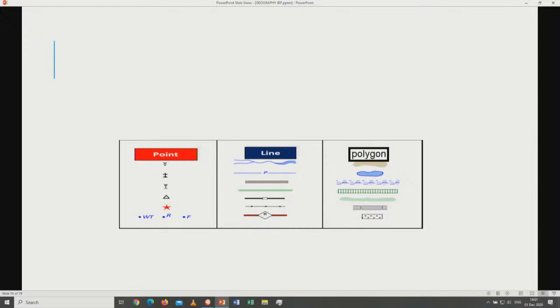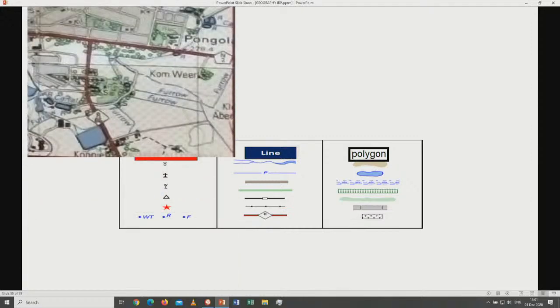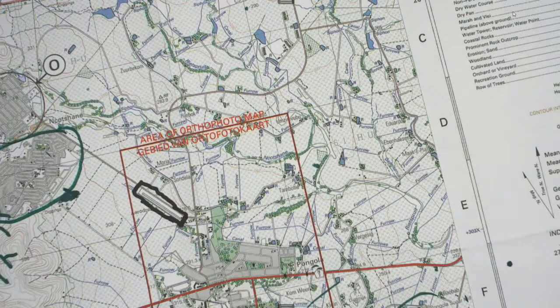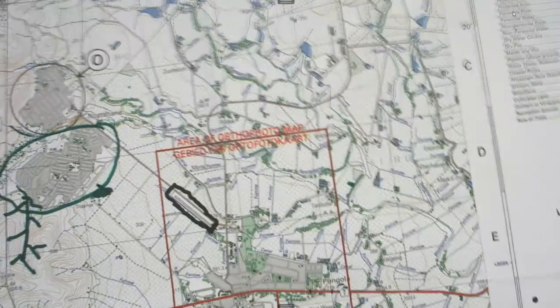Those are points. Your lines would be your roads, your railway, your power lines, your rivers. And then your polygons would be your dams, your cultivated lands, your built-up areas, your cemeteries, your aerodromes. Those are part of polygons. So this is an example here. A topographical map, grade 12, is an example of information stored in the form of vector data.